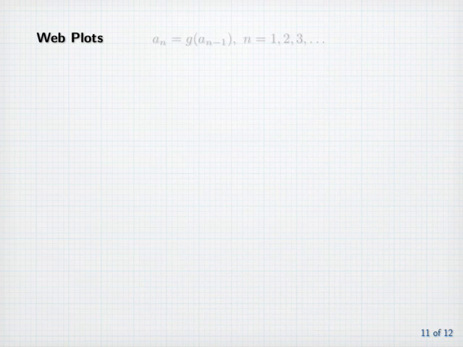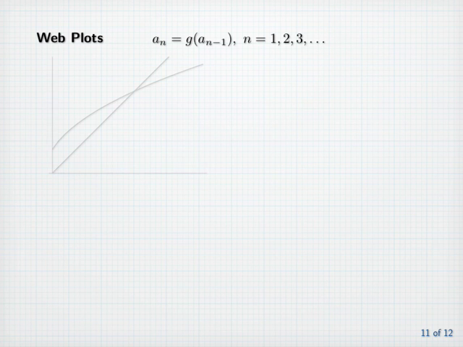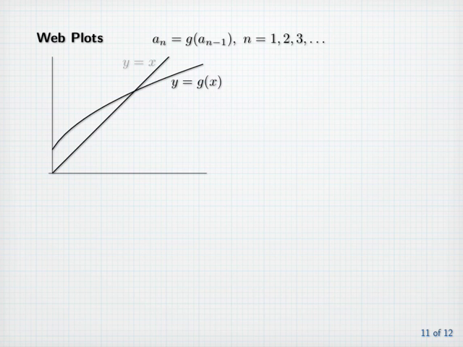Now let's sketch a few more web plots for sequences generated by a sub n equal to g of a sub n minus 1 for a generic function g. First, let's suppose that g has a graph as indicated in this picture here. Notice that near the point of intersection, the slope of the graph of g is positive and less than 1. Now suppose that the sequence begins with this a naught on the x-axis.